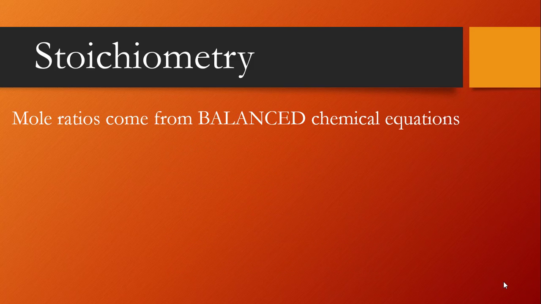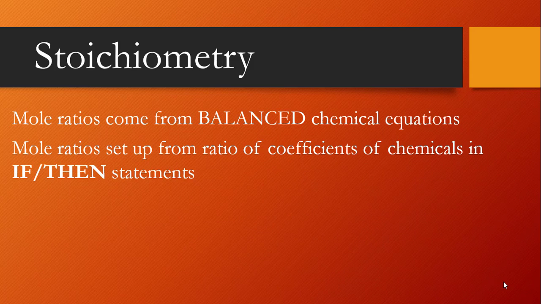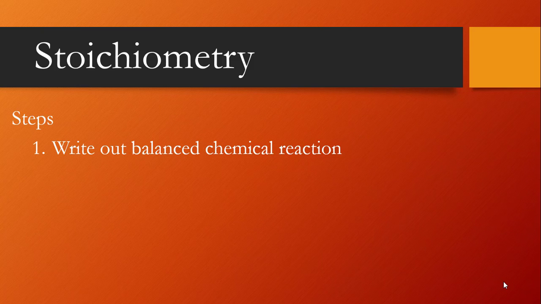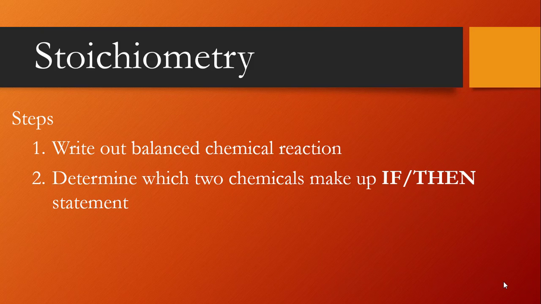Mole ratios come from properly balanced chemical equations. You set the ratio up using the coefficients of the chemicals in the if-then statement. There are 4 steps to mole stoichiometry. First, you write out a balanced chemical equation. Secondly, figure out which 2 chemicals you're interested in, the ones in the if-then statement.